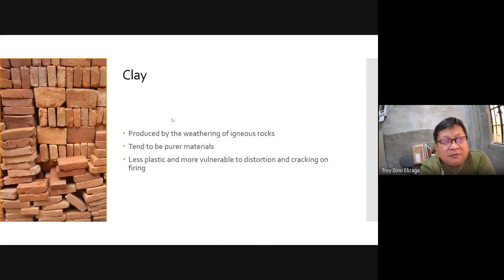But this is, I mentioned that this is brick, and yet we have another upcoming topic about bricks and brickwork. Therefore, we will not go into the details about clay. Okay, so that's why I mentioned that I was really confused.